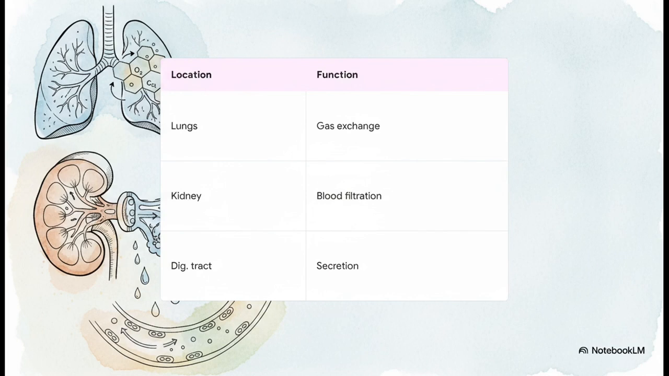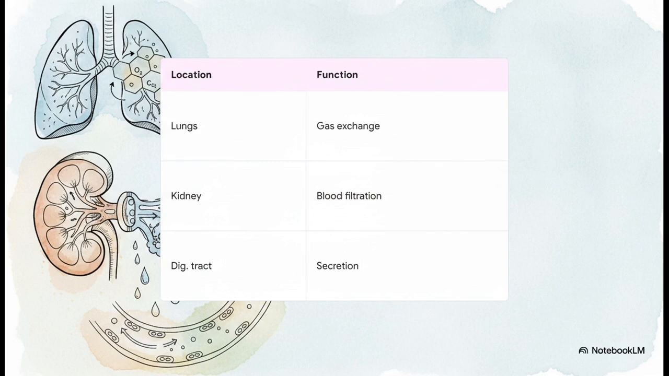You're going to find them in the alveoli of the lungs and the lining of your blood vessels, because their flat shape allows for the rapid diffusion of oxygen and the super fast exchange of gases. They also line the kidneys to allow for rapid blood filtration, and they're in the digestive tract secreting lubricating substances. Basically, if your body needs something to pass through a barrier quickly, it uses the thinnest tile possible.